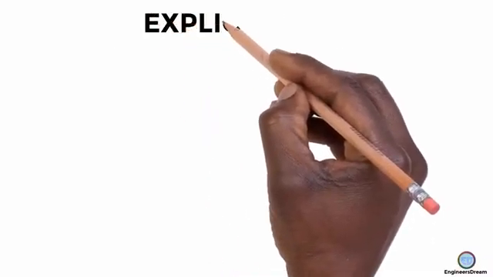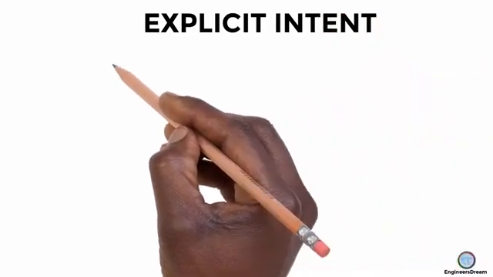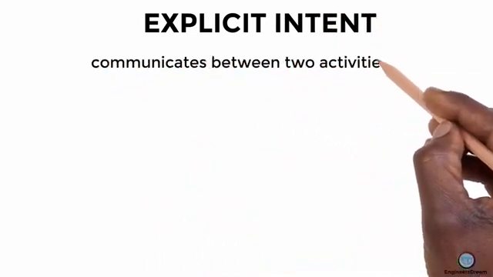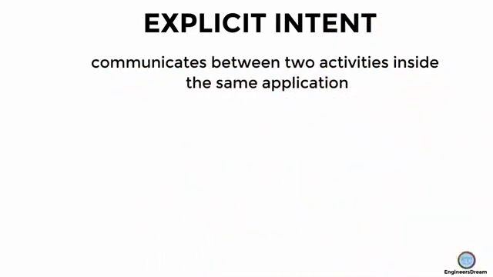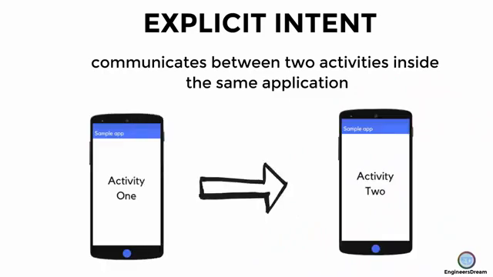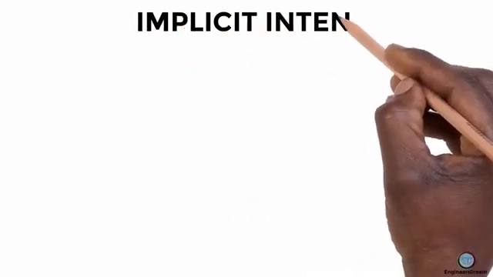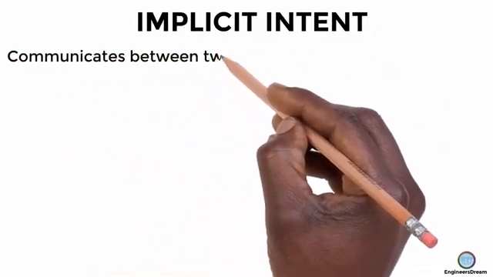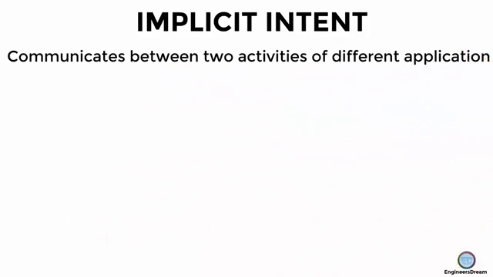First, let's look at what an explicit intent is. An intent is called an explicit intent when you want to communicate between two activities inside the same application, or if you want to jump from one activity to another activity inside the same application. And an intent is called an implicit intent when you want to communicate between two activities but from different applications.